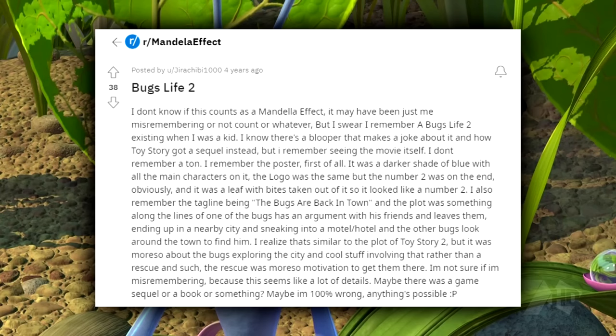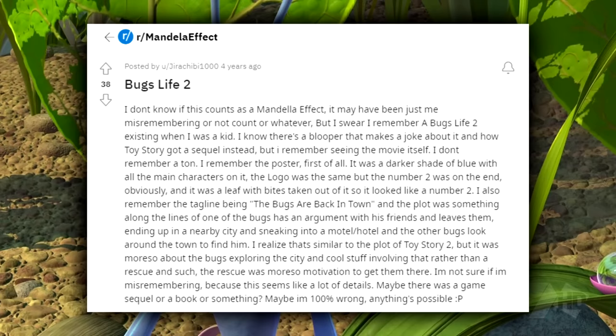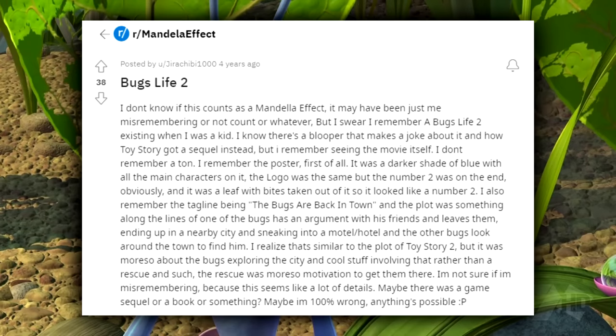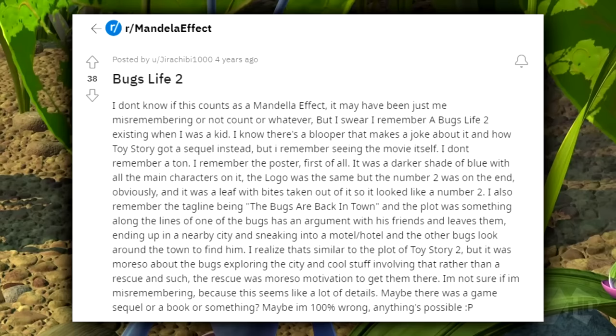of one of the bugs has an argument with his friends and leaves them, ending up in a nearby city and sneaking into a motel/hotel, and the other bugs look around the town to find him. I realize that's similar to the plot of Toy Story 2, but it was more so about the bugs exploring the city and cool stuff involving that rather than a rescue and such. The rescue was more so motivation to get them there. I'm not sure if I'm misremembering because this seems like a lot of details.